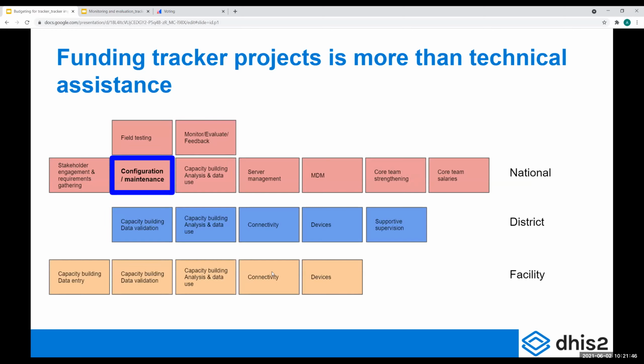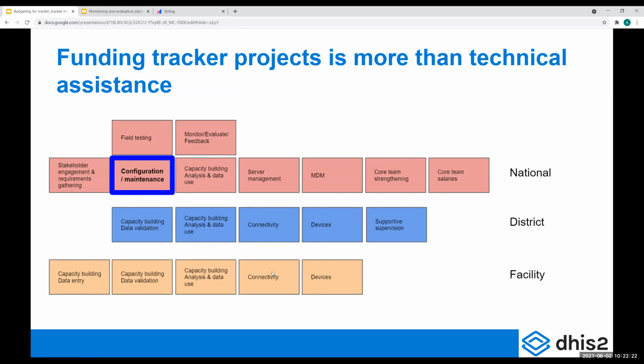Often when we think about what costs money with doing a tracker project, or any IT project for that matter, it's easy to think that, okay, we need to secure funding for that consultant to come and do the configuration of the system. We need someone with tracker expertise that can come in and make sure that the system works in practice. So we can test it and it works. And then we're done, in a way. That's a very, very small part of a tracker program that needs funding.